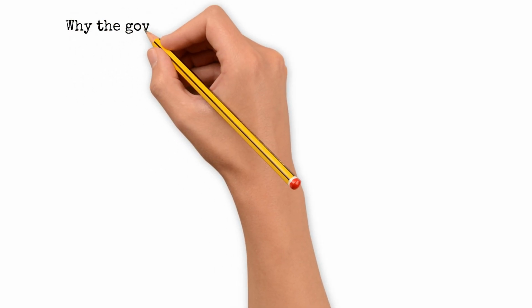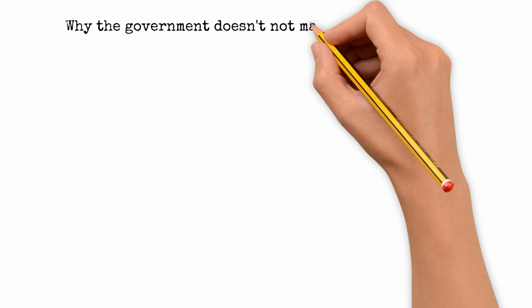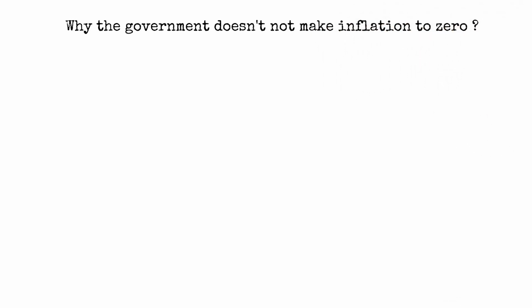What if I tell you that this inflation can be controlled? So the next question is, why doesn't the government make it zero? Why can't prices stay the same? And why doesn't the central bank make inflation zero then?